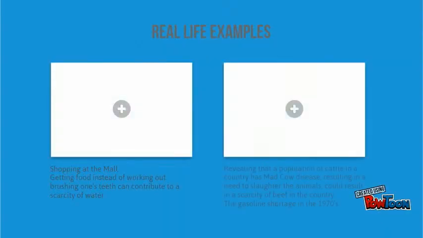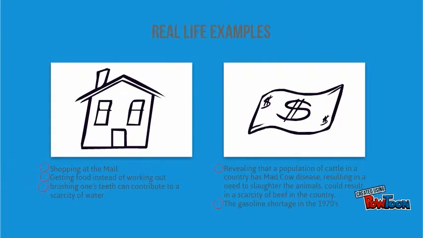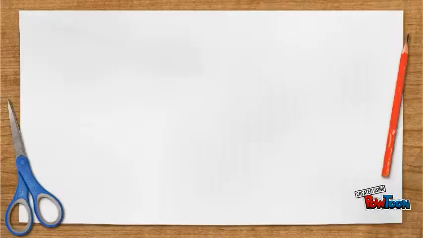Here are some real-life examples of scarcity. Shopping at the mall, getting food instead of working out, brushing one's teeth can contribute to scarcity of water, revealing that a population of cattle in a country has mad cow disease, resulting in the need to slaughter the animals, could result in scarcity. The gasoline shortage in 1970.